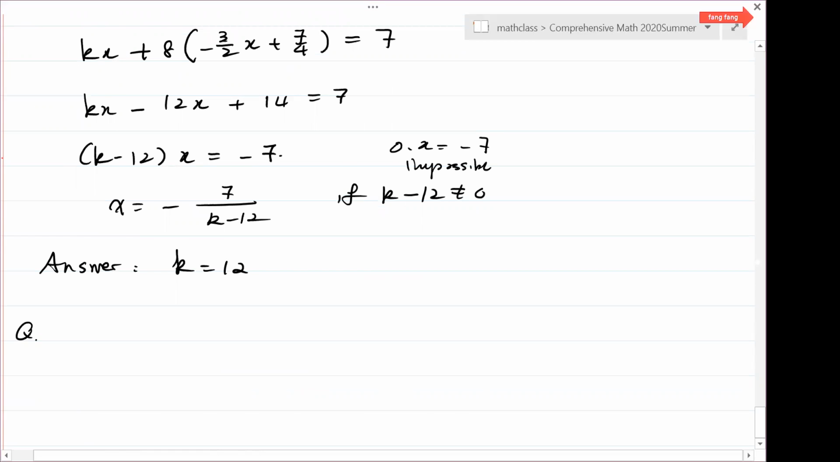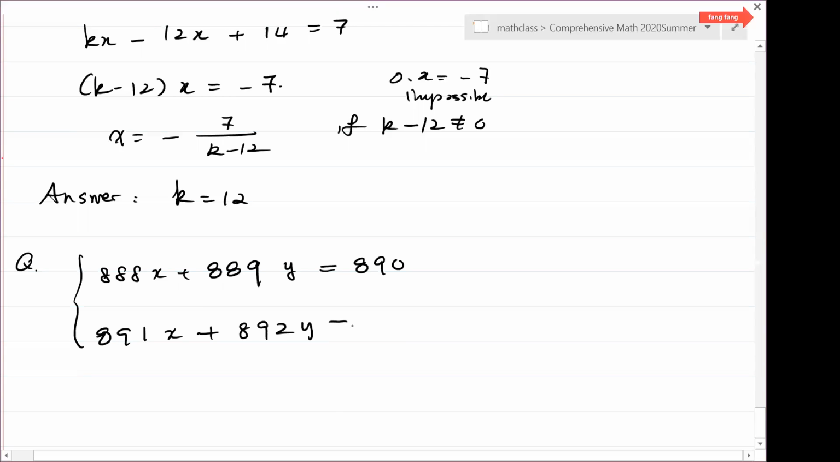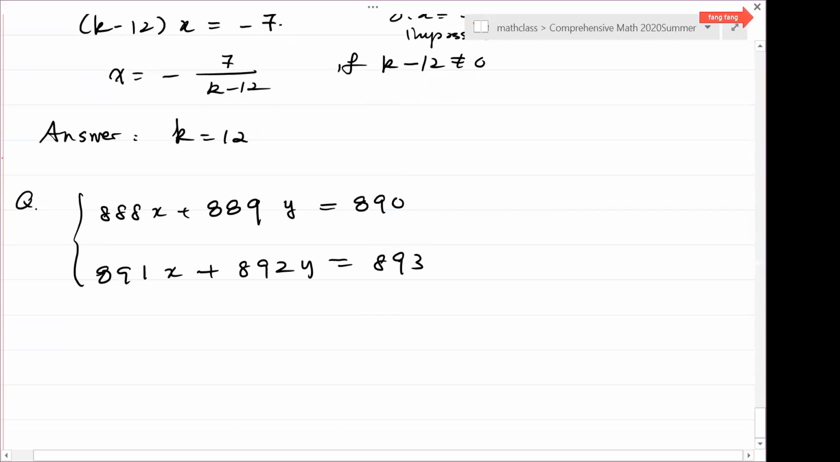All right. Let's look at another system of linear equations. You have 888x plus 889y equals 890, and 891x plus 892y equals 893. I'm going to find x and y. Solve this question.